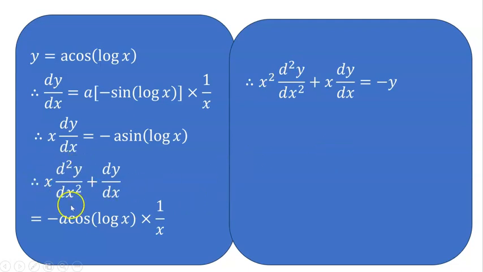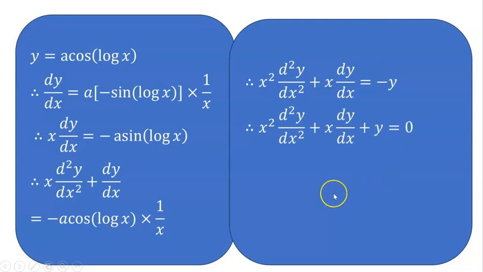So x into d2y by dx square plus dy by dx is equal to minus a cos of log x into 1 upon x. Multiply this whole expression by x. Then you get x into x, that is x square d2y by dx square, plus x into dy by dx. On the right, 1 upon x into x, that x gets cancelled, and the value of a cos of log x is y, hence you get minus y overall. Therefore, x square into d2y by dx square plus x into dy by dx plus y is equal to 0.